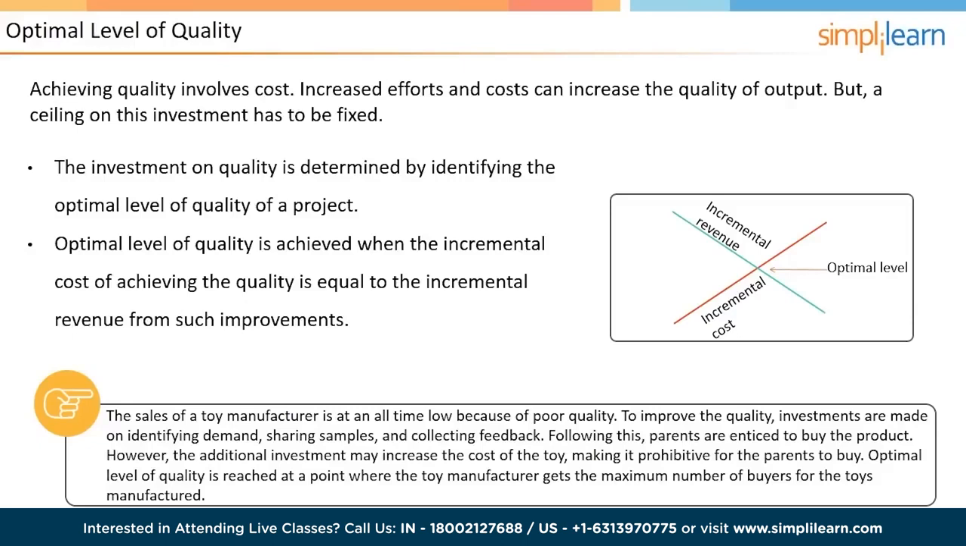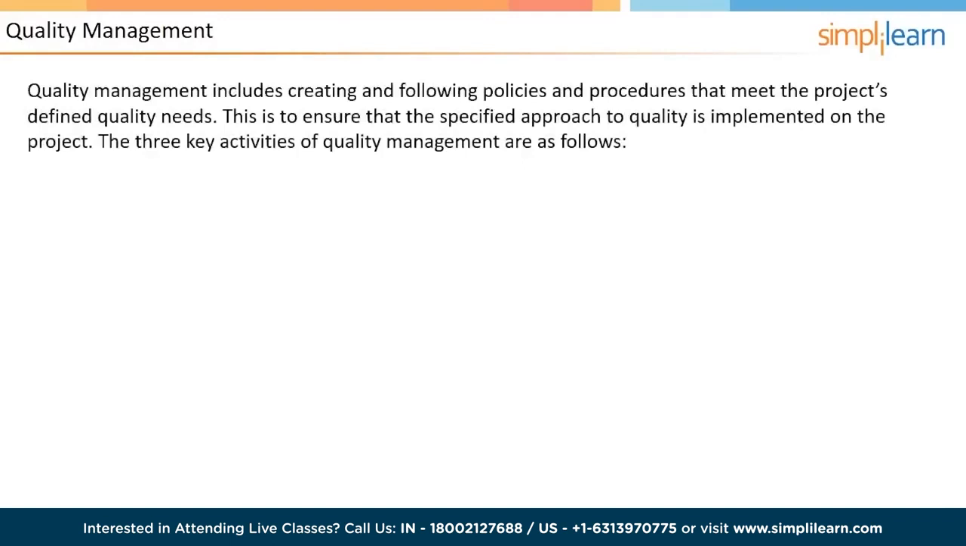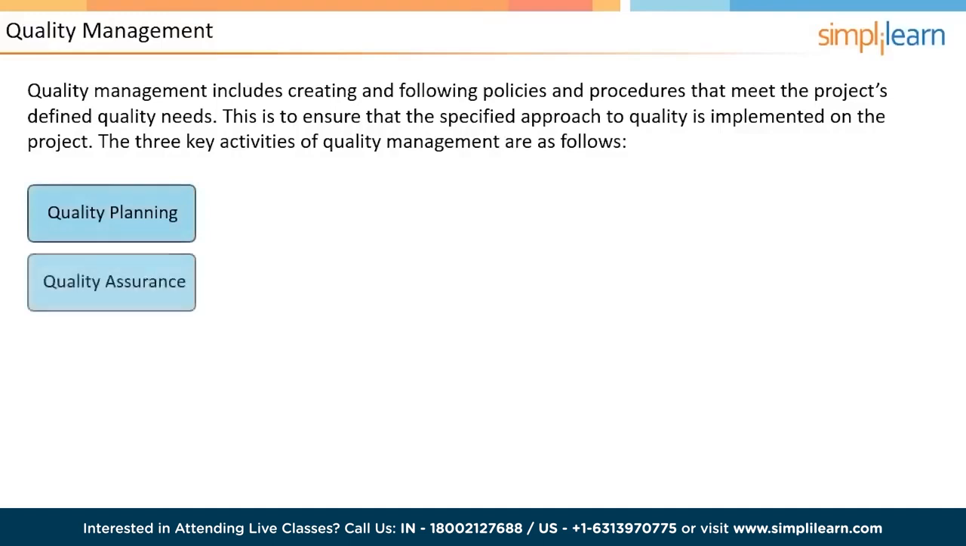discuss quality management. Quality management involves performing activities like creating standard policies and procedures and ensuring that those standard procedures are being followed properly in the project. It aims to ensure that project meets all the initial agreed requirements without any deviation and that the specified approach to quality is implemented on the project. Three broad activities are done as part of quality management. They are quality planning, quality assurance, and quality control.